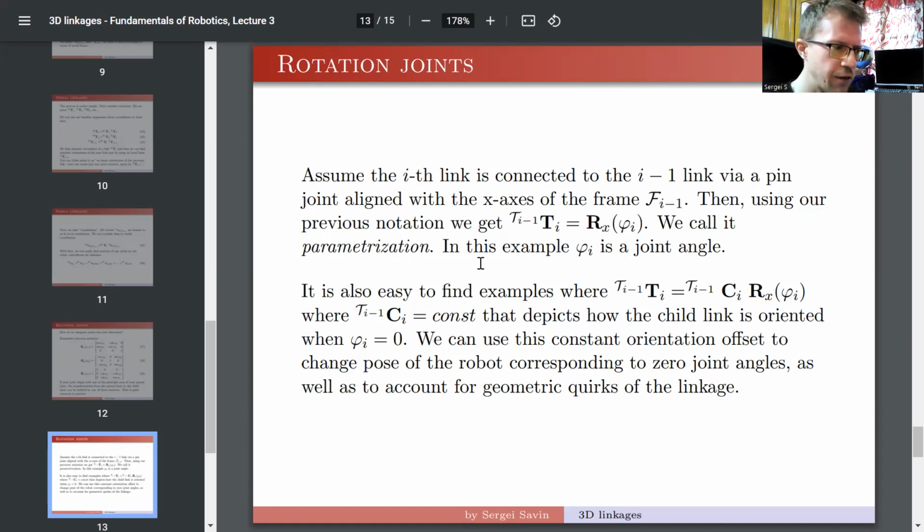Why parameterization? Well, for example, we could have used Euler angles, quaternions, other things. In this case, it doesn't make any sense to use them. What makes sense to use is just this one number, phi i, and that is a sufficiently good parameterization. If we had three rotations, like a spherical joint, maybe it would have been a different story. But for a simple pin joint, it doesn't make any sense to use anything else.